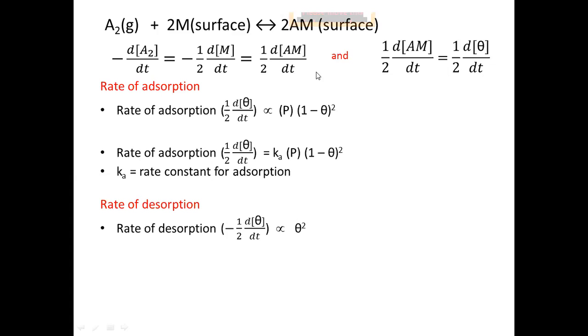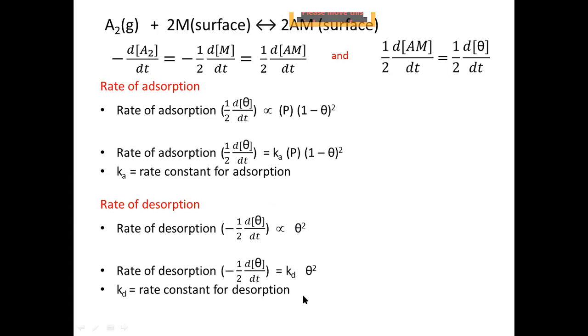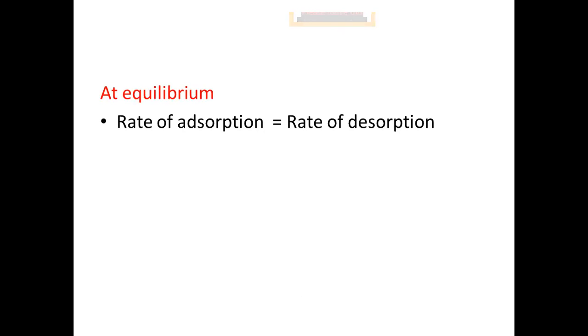And how much would be the fraction here is that 2 theta more will be the backward reaction, or the rate of the desorption. So this is the rate of the desorption if you remove the proportionality sign, and then the right hand side will be the constant, and this constant is called the rate constant for the desorption. So at equilibrium, the rate of adsorption and desorption will be equal to each other.